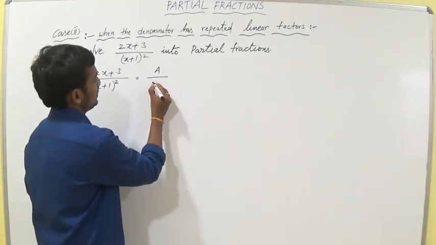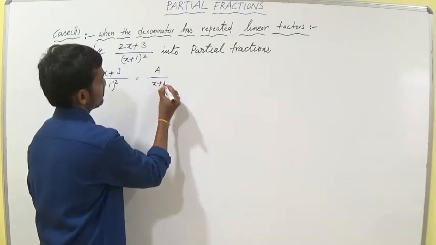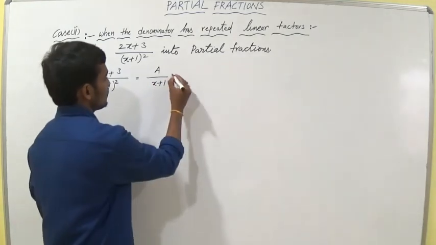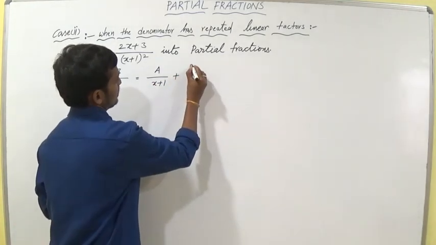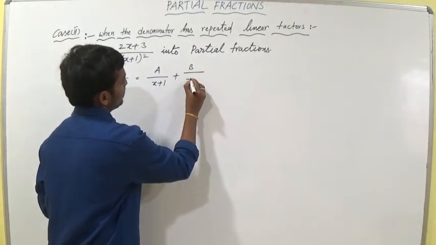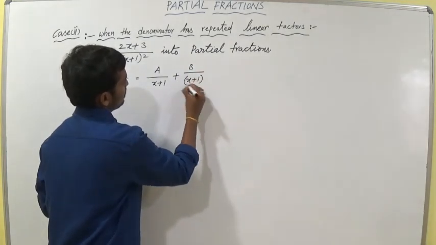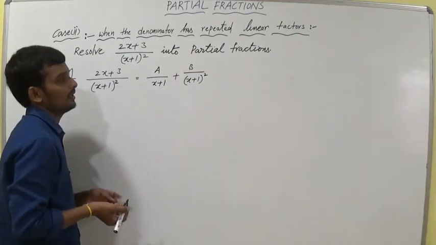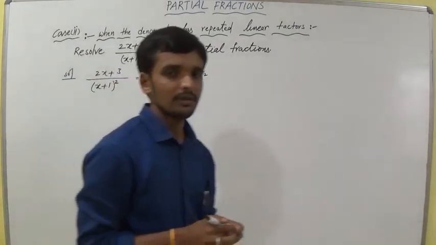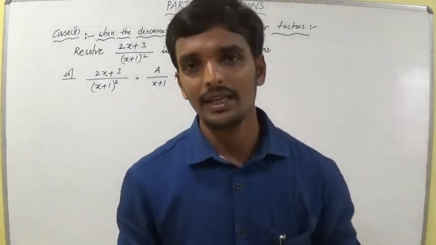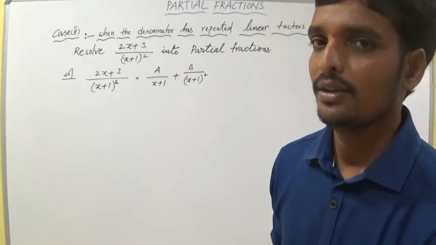So I am writing a by x plus 1 plus b by x plus 1 whole square.